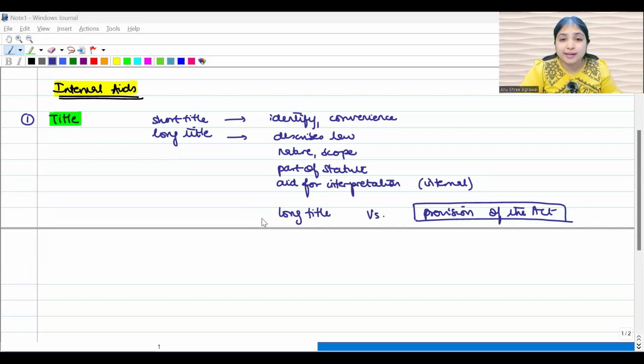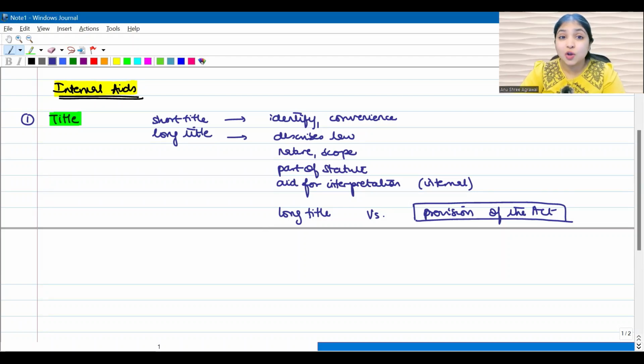So the law has a long title and a short title. Short title is just for the sake of convenience, just to identify the law, and it is generally a part of section 1. Do you remember in the General Clauses Act? I'm trying to do some interlinking of chapters now.